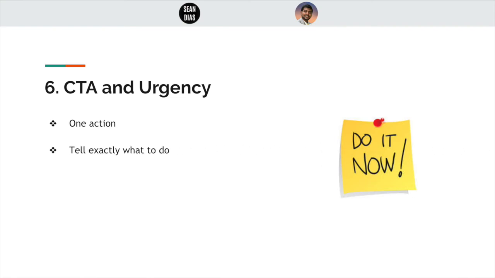You need to tell exactly what to do. That means, for example, click this button and download the PDF. That much precise. You have to have clear instructions about the call to action. Here you have to justify why they should take action right now. You have to give a very good reason why they should act right now, not tomorrow, right? Why they should act right now.